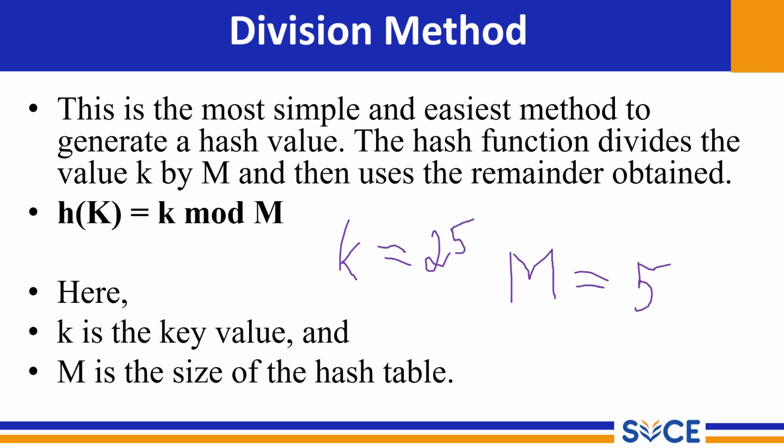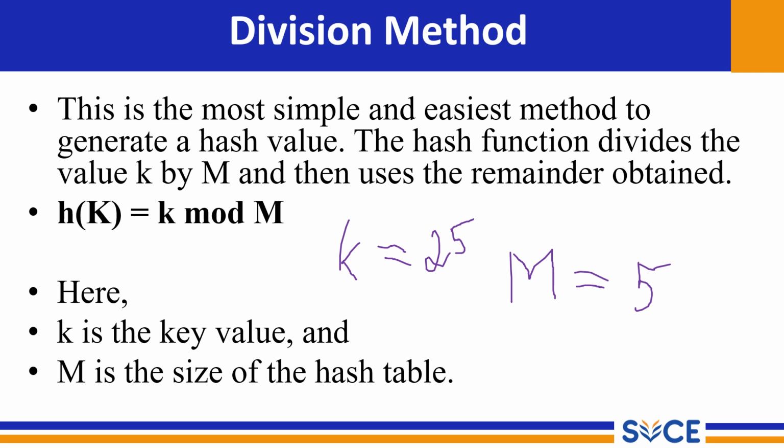Once h of k is equal to 0 in the sense, you have to just put it on the hash table. The size may vary from 0 to 4. So 0, 1, 2, 3, 4, you have to pick it and save it on the 0th index. So this is about the division method.